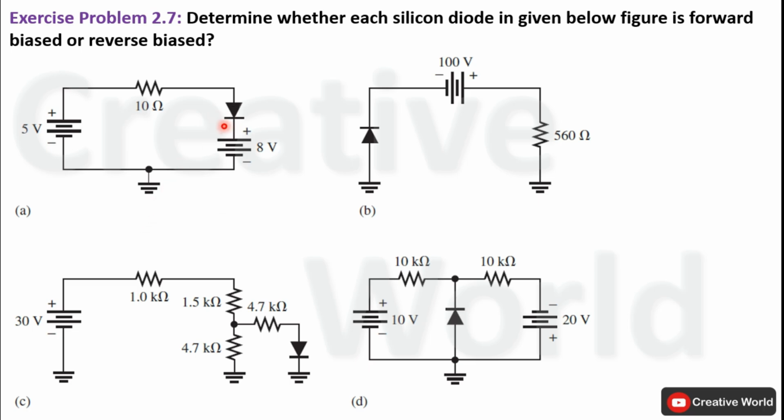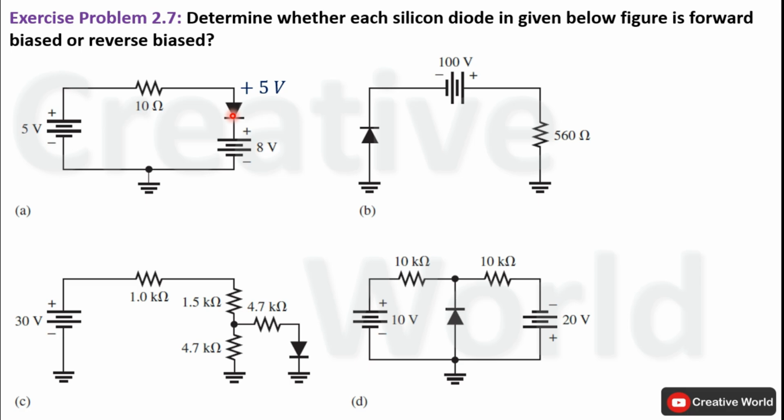In this configuration, a silicon-based diode is connected through a resistance between two voltage sources. Negative terminals of both voltage sources are grounded while positive voltages are being supplied to this diode. Now positive 8 volt is appearing at the cathode of the diode while positive 5 volt is appearing through this voltage source on the anode of the diode. In this circuit, we have to identify whether this diode is forward biased or reverse biased.